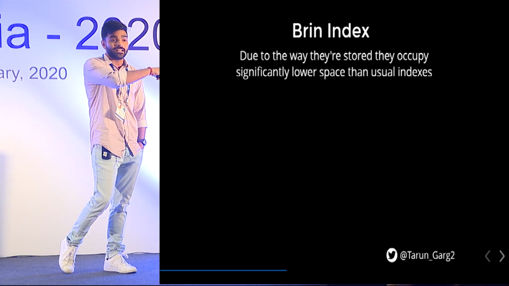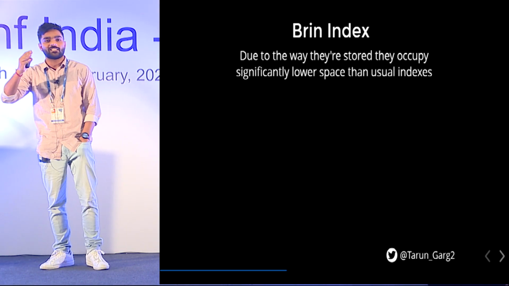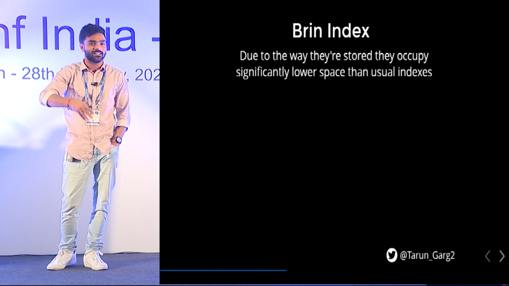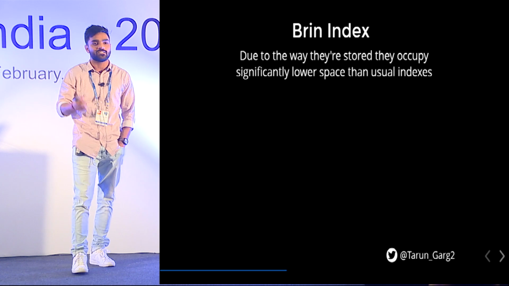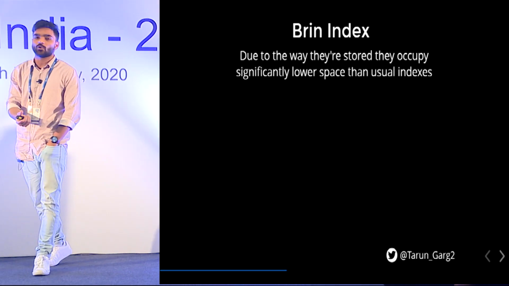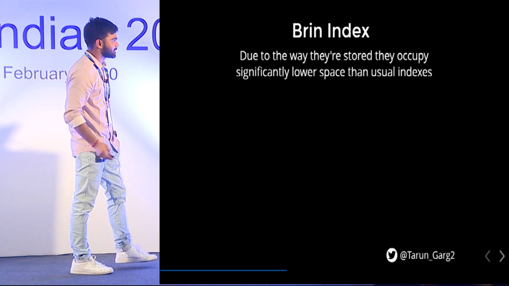And that is why it is being marketed as a big data index, because when your data grows big, your B-tree indexes become even bigger. The maintenance overhead kicks in. That is where Brin index comes in, because it occupies way less space and the maintenance overhead is way less. So that is why it is being marketed as a big data index.